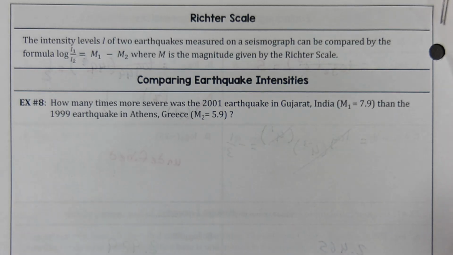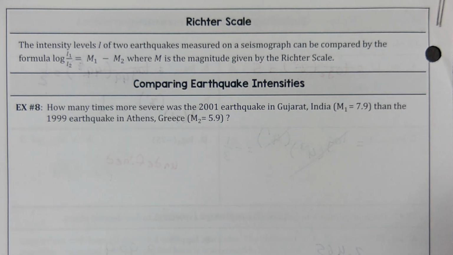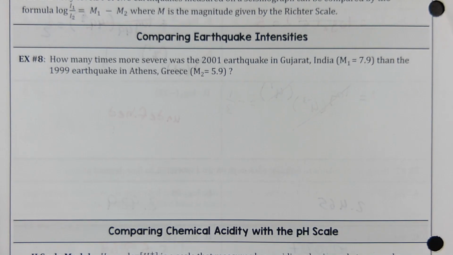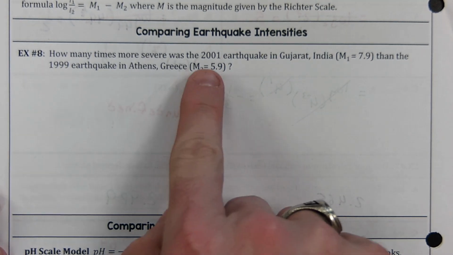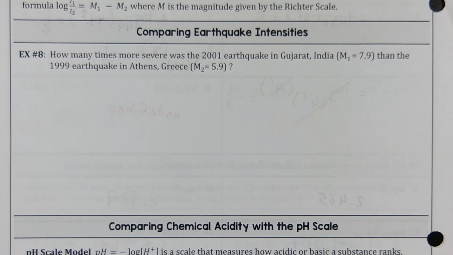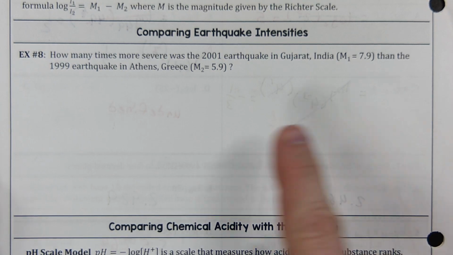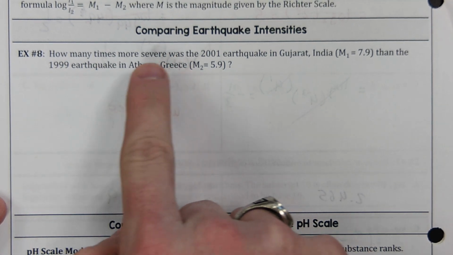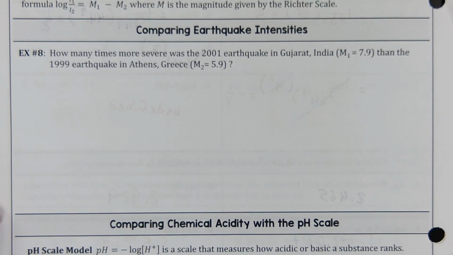Anyway, Richter scale. The intensity levels I of 2 earthquakes measured on a seismograph can be compared by the formula log of intensity 1 divided by intensity 2 equals m1 minus m2, where m's are the magnitudes on the Richter scale. How many times more severe was the 2001 earthquake in India, which was a magnitude 7.9, than the 1999 earthquake in Greece, which was a 5.9? So just how many times more severe?